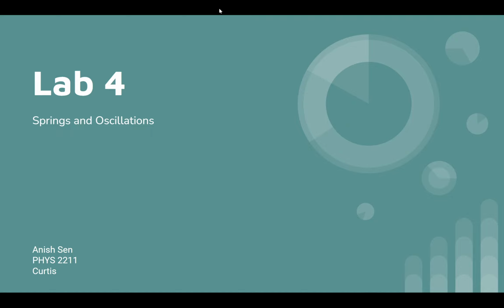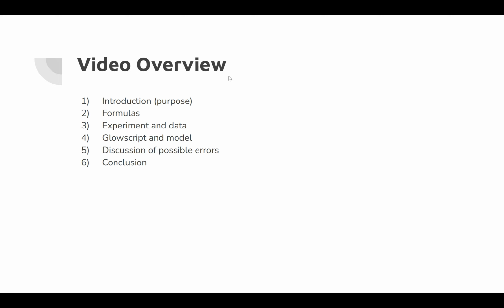Manif here, and this is my lab report on springs and oscillations for Physics 2211. In this video, I'll go over the introduction, the purpose of the lab, some formulas we'll use, our experiment and data, our GlowScript model, the discussion of possible errors, and our conclusion.